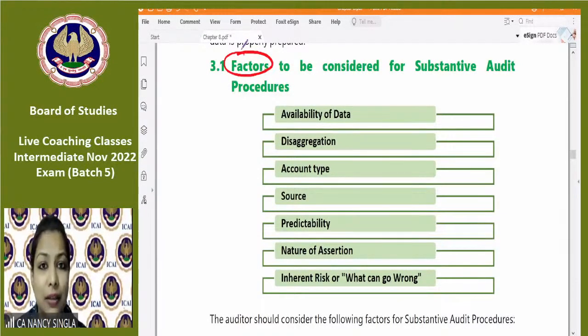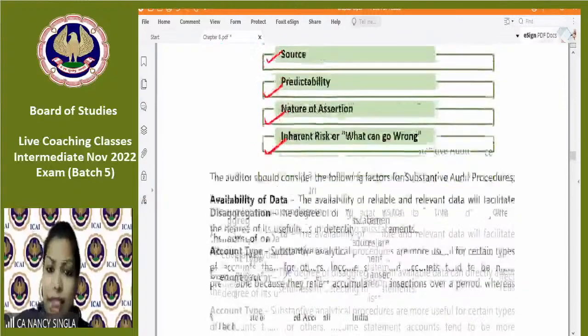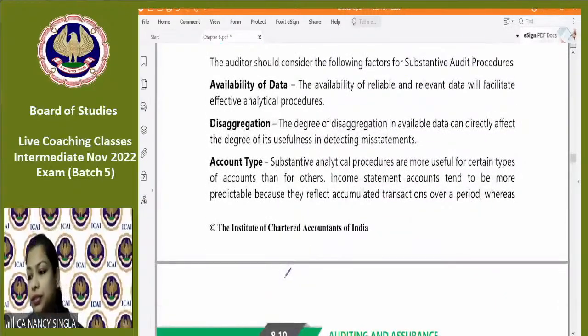So at the time of deciding whether to apply substantive analytical procedures or test of detail or a combination of that, the auditor will consider various factors. What are those? Availability of data, disaggregation, account type, source, predictability, nature of assertion, inherent risk, or what can go wrong. We will discuss all these factors in detail one by one. These are very simple and very important for your descriptive question.